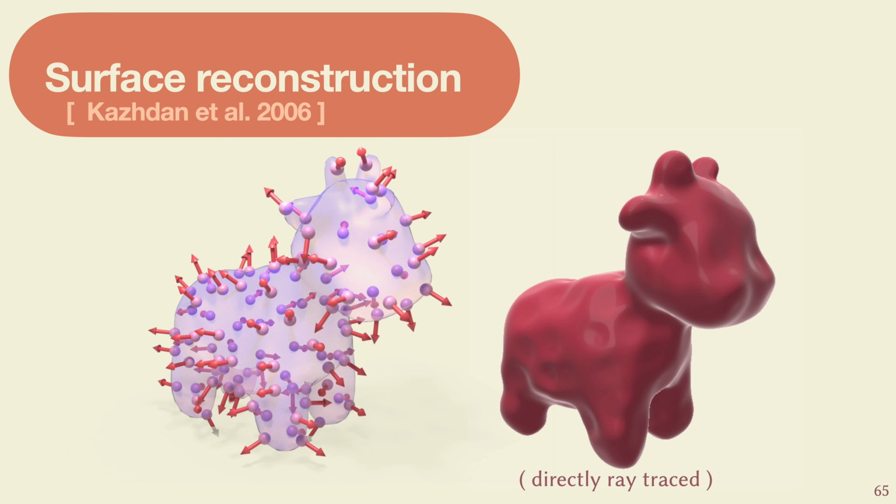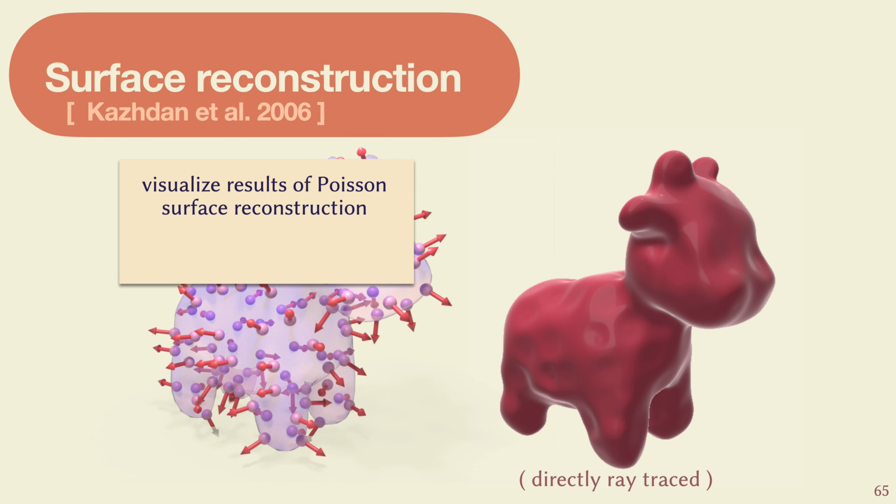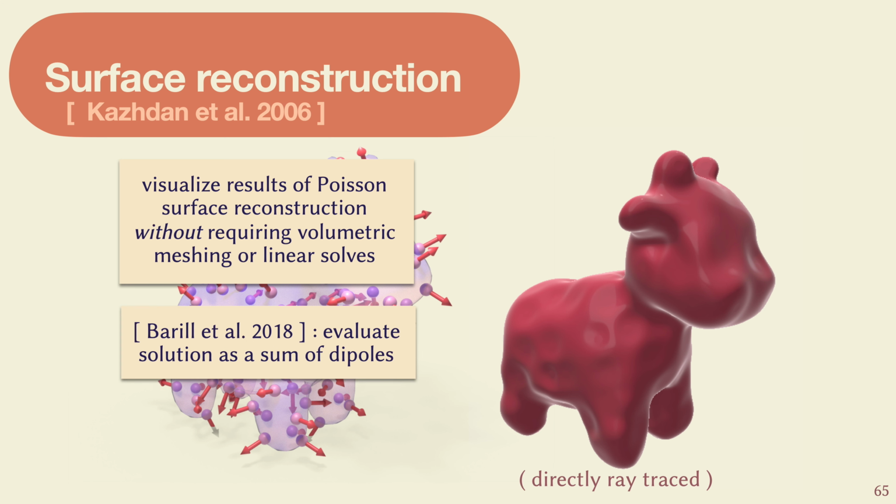We can also directly ray trace interpolating surfaces for point clouds, effectively visualizing the results of the classic Poisson surface reconstruction algorithm without requiring any volumetric meshing or linear solves. The key idea here is to follow the approach of Barill et al., and to write the function in closed form as a sum of dipole potentials. This provides a closed form harmonic function, which is easy to evaluate at points or to bound over regions, and whose level sets can thus be visualized via Harnack tracing.